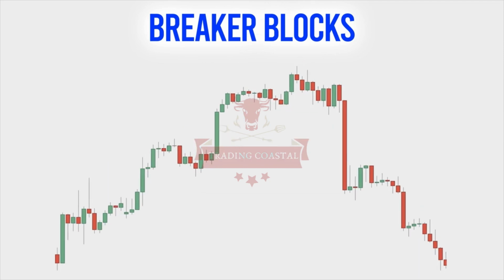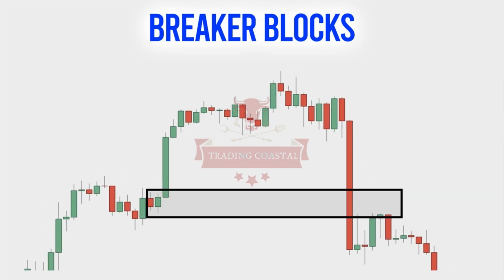Secondly, validity. Ensure that the breaker block you identify is valid. These blocks emerge from a run of liquidity before the market structure shift. Look for a sharp move with fair value gaps between the wicks, creating inefficiency.